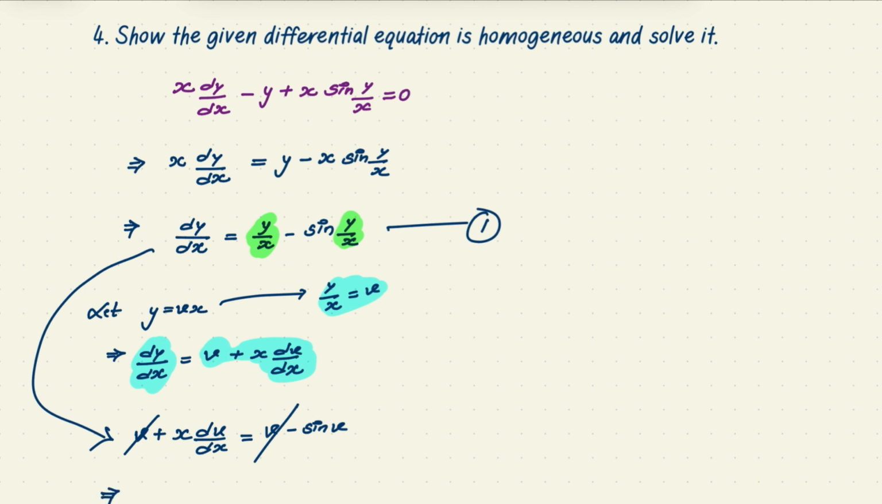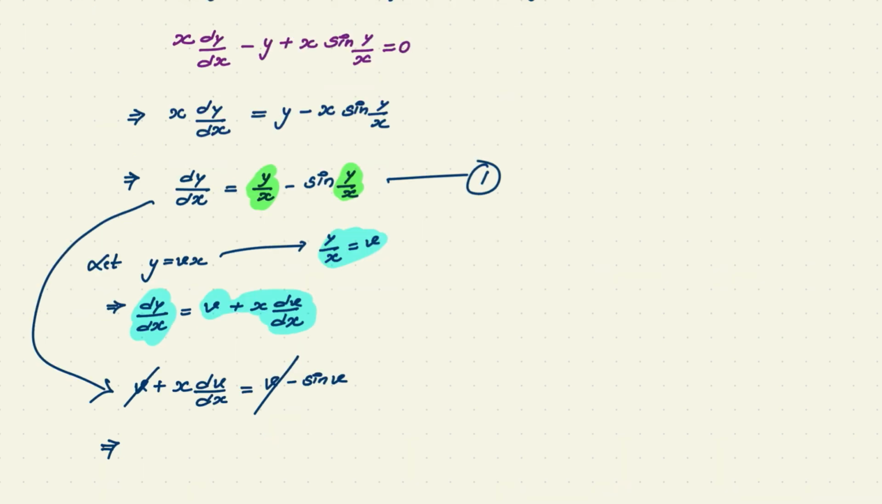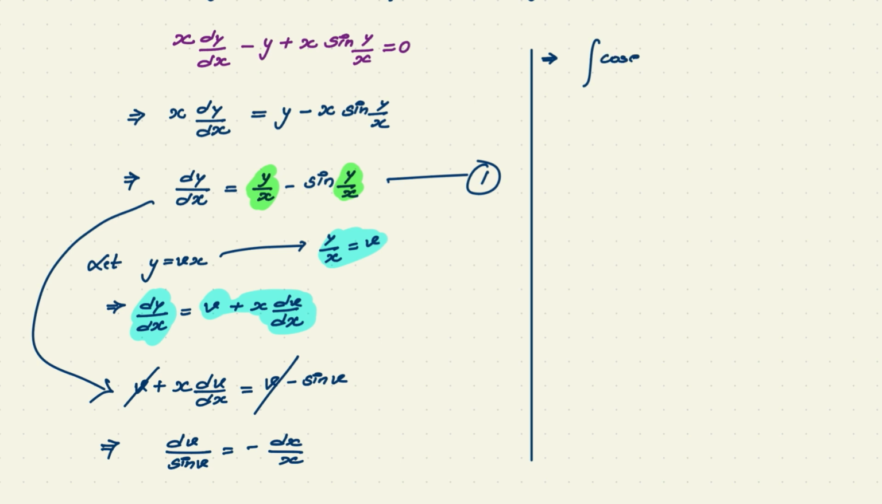So let us separate the variable also. Then we will have dv over sine v equals to minus dx over x. So let us integrate both sides. So integration of 1 over sine v is cosec v dv equals to minus integration of dx over x.